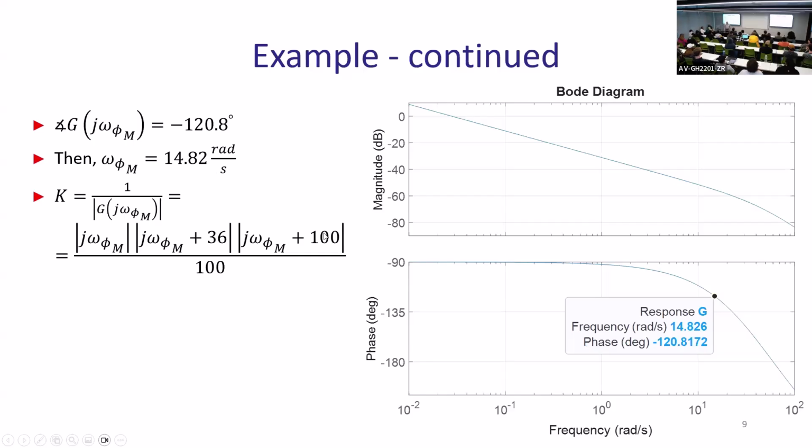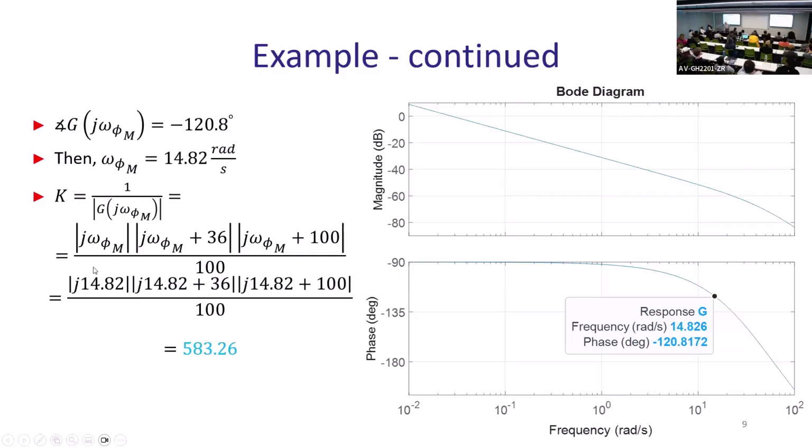So I'm replacing S with J omega. From omega I now know it's 14 radians per second. Put in these numbers, use a calculator, Matlab, whatever you want. You put in all of these numbers, computing absolute values of complex numbers, and then you get that gain. This is the answer for your design. Okay, 583.